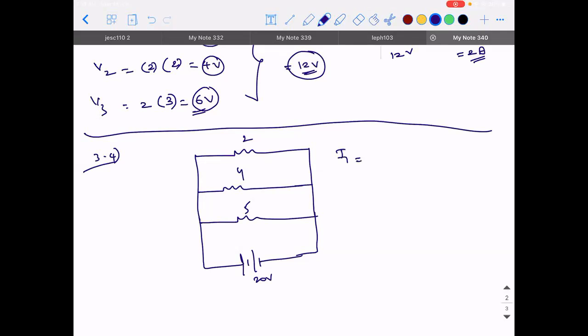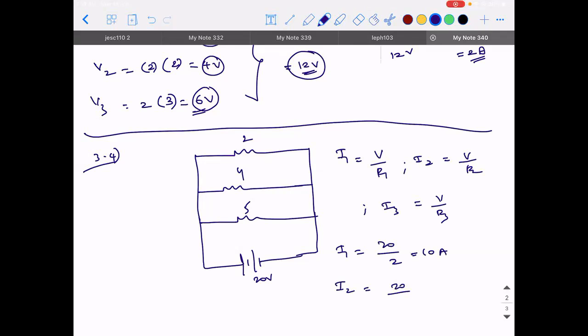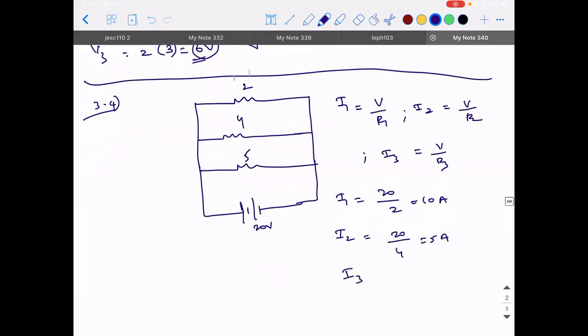So I1 is equal to V divided by R1. I2 is equal to V divided by R2. And I3 is equal to V divided by R3. I1 is equal to V is 20 divided by R1 is 2, that is 10 ampere. I2 will be equal to 20 divided by 4, that is 5 ampere. And I3 will be equal to 20 divided by 5, that is 4 ampere.